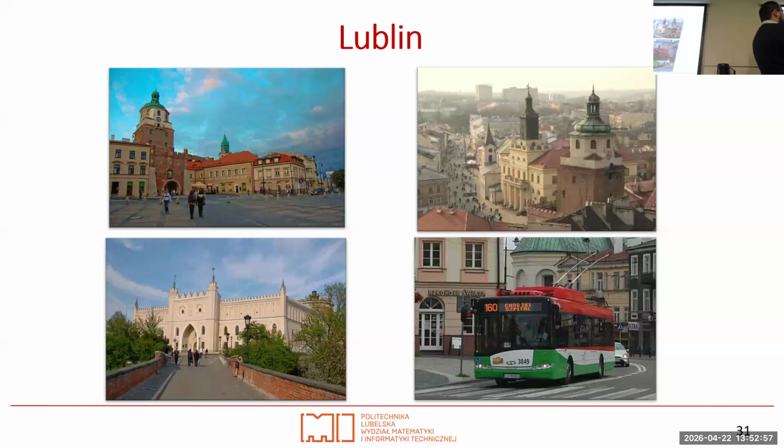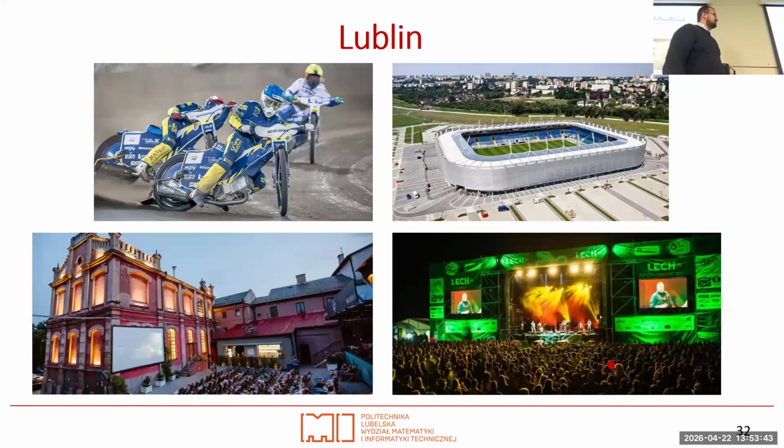A couple of photos from Lublin. This is the Krakow Gate. This is the medieval castle in Lublin. This is the city hall, and this is specific to Poland. Now there is a trend for electric buses, but those electric buses were introduced even 50 years ago. This is electrified, as you can see here. Everything was electrified many years ago, which was quite unusual. But this is what Lublin is famous for: electrical traction and electric buses.